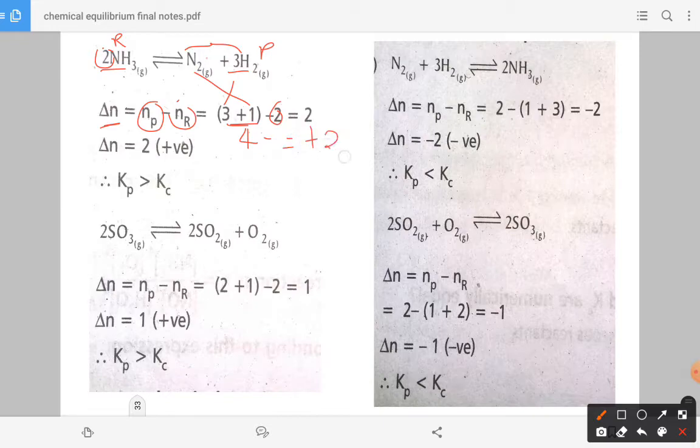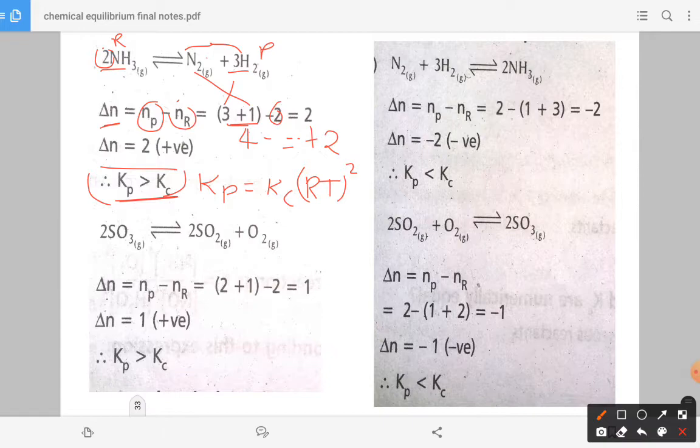Plus 2. So as previously discussed, if delta n is positive, it indicates that Kp is greater than Kc. Or if you want to write the relation, Kp equal to Kc RT to the power delta n, and how much did we get? 2. So you can write it as 2. So Kp is greater than Kc, because delta n we got is positive.